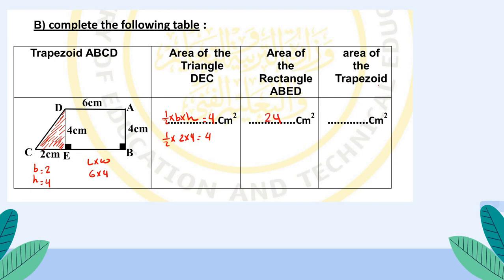So the area of the trapezoid. How can we find it? It equals the area of the triangle plus the area of the rectangle. So let's add them together. 24 plus 4 equals 28 centimeters squared.